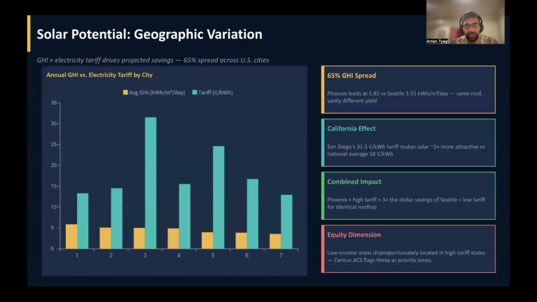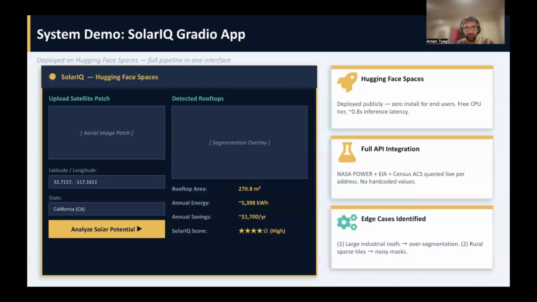If we look at the solar potential geographic variation, we see that the GHI spread is 65%, where Phoenix has quite a high value compared to Seattle. Even with the same roof, the yield is vastly different. California is more attractive, and the combined impact of Phoenix plus a high tariff is three times the dollar savings of Seattle. On the equity dimension, based on the analysis, low-income areas are disproportionately located in high-tariff states and should be flagged as priority zones.